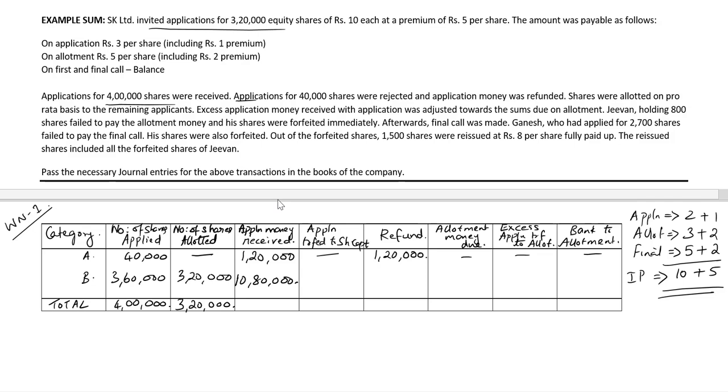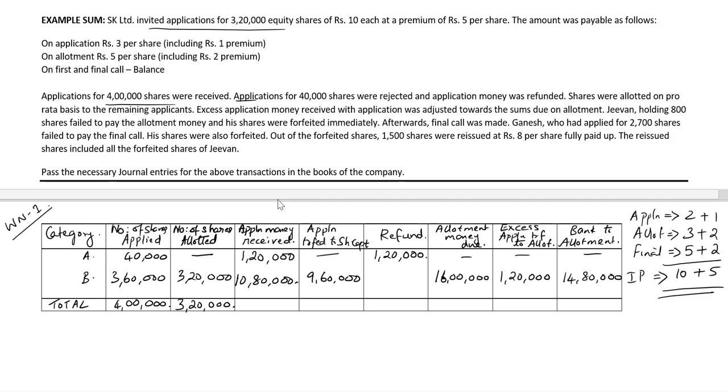The application money which is transferred to share capital, 3,20,000 shares allotted multiplied by 3 rupees per share comes up to 9,60,000 rupees. We'll come back to the refund column. The allotment money due, 3,20,000 shares allotted multiplied by 5 rupees per share payable on allotment, 16 lakh rupees. The excess application to be transferred to allotment is the difference between the application money received and the application transferred to share capital. In this case, 10,80,000 rupees minus 9,60,000 rupees comes up to 1,20,000 rupees. And the bank to allotment column is 16 lakh minus 1,20,000, which is 14,80,000 rupees.